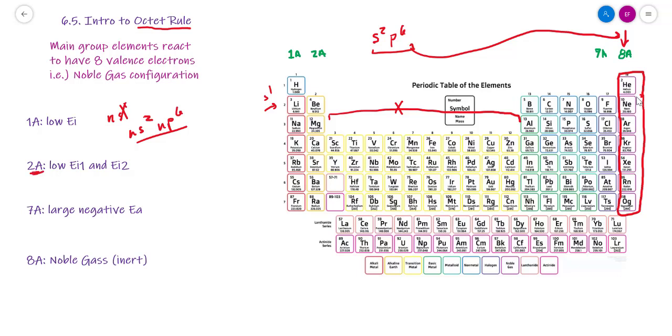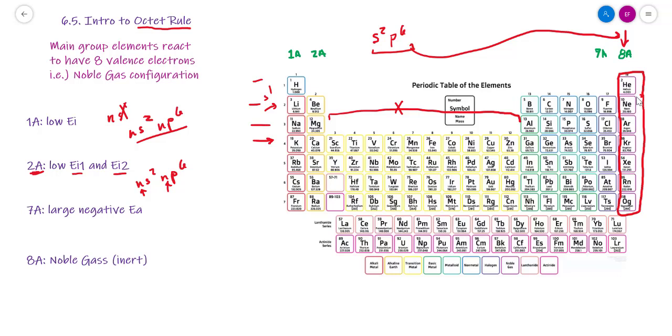Same is true for 2A, for beryllium, magnesium, calcium, strontium. We have low ionization energies for the first 2 ionization energies, because once you pop 2 electrons off of any of those group 2A metals, they also have this nice closed shell ns2 np6, depending on what n is. That just depends on what level or row you're in. But they're all going to be closed shell noble gas configurations.